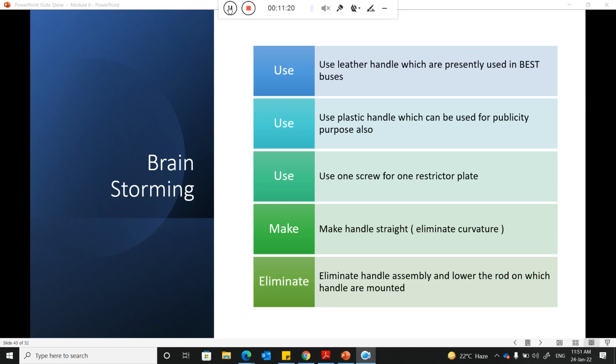Okay, so the next one says make the handle straight, eliminate curvature. Maybe you just saw that there is a curvature there. So eliminate that curvature, that is also one way. And the next one is to eliminate the handle assembly and lower the rod on which the handles are mounted. So many handles have curvature and all, remove all of that, just lower down that particular rod, so that it actually is utilized as a handle. That is the suggestion given.